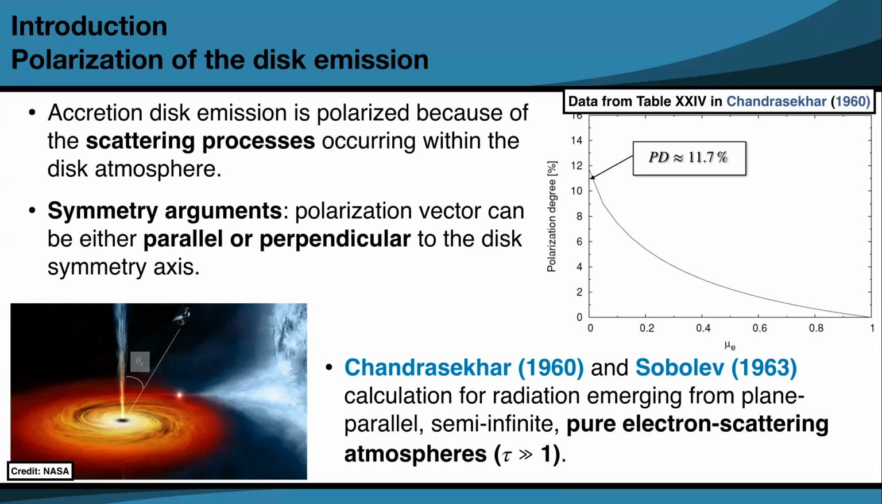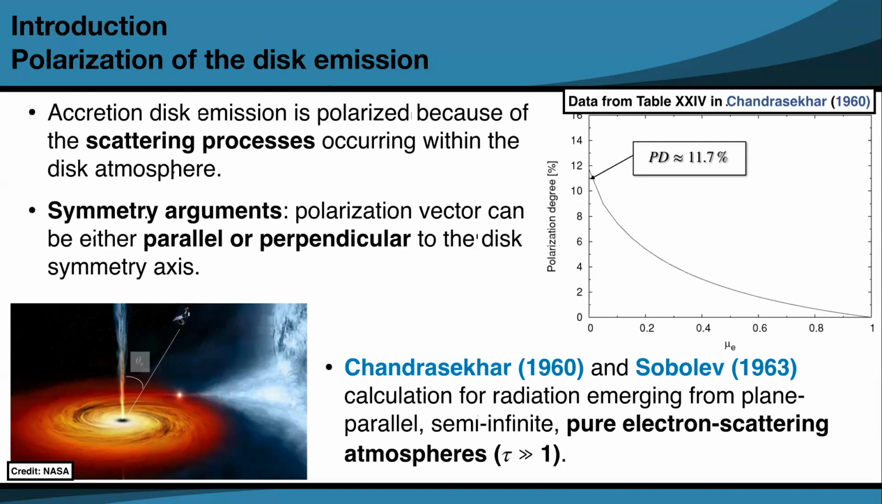So considering this model basically means assuming that this medium is completely ionized and that the only interaction between the disk atmosphere and the radiation is through Thomson scattering processes. So what we expect to observe is shown here in this plot on the right. The polarization degree is expected to not depend on the energy of the photon, but only on the inclination between the line of sight and the disk symmetry axis.